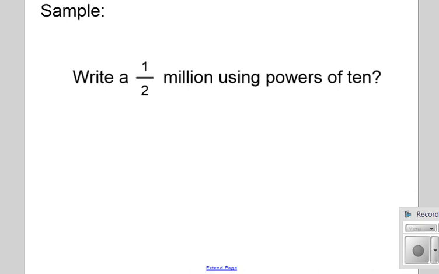Your turn. Work with this idea to write it with powers of 10. Okay. That's the end of lesson 113.